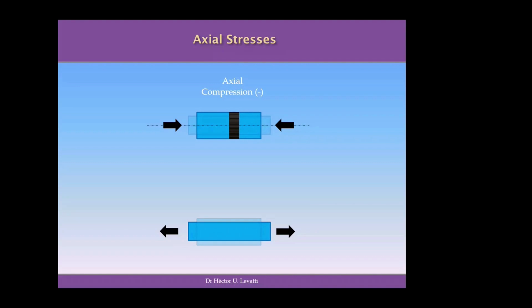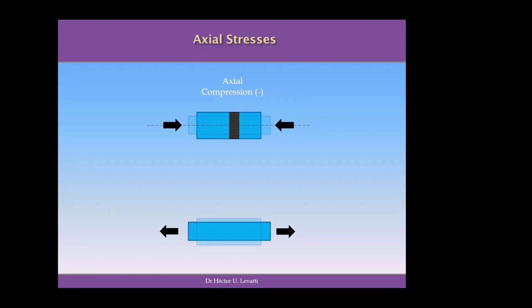What is important here is that when we compress, when we shorten the structural elements, we say that this is compression. And this compression has a negative sign in our convention. So anytime we have compression, it will be expressed with a number and a unit, for example in kilonewtons. And this compression will be negative because it's what we have decided to do by convention.